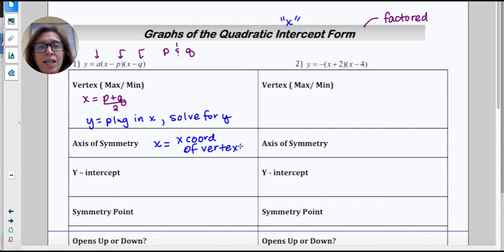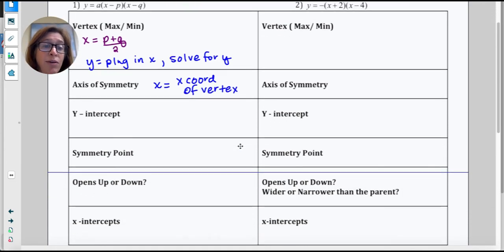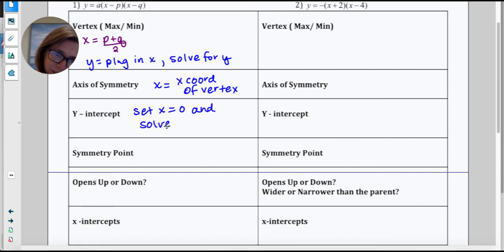Okay, so now we're going to continue with our work on this. How do we find the y-intercept? We set x equal to 0 and solve for y. Symmetry point, we're going to reflect that point over the vertex. So we're going to use the reflection line. So we're going to reflect over the axis of symmetry.